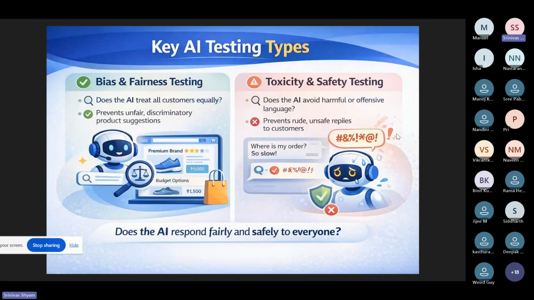It can happen just like that. You can clearly see that visibility so quickly with these things. Now coming to toxicity and safety testing.